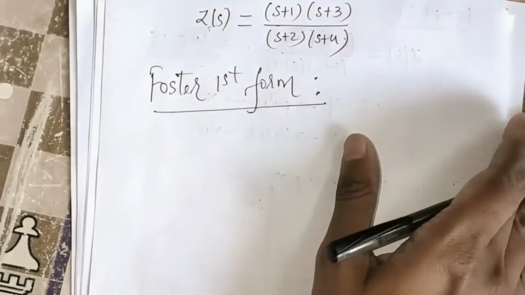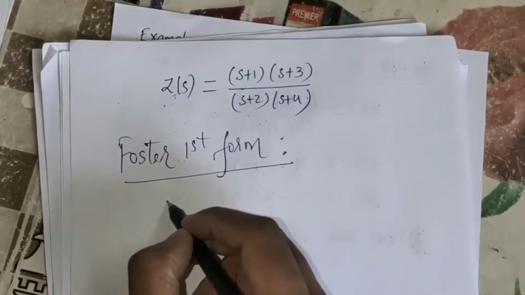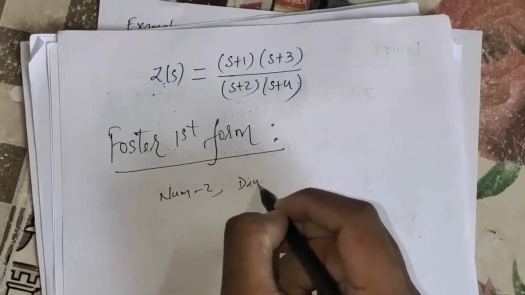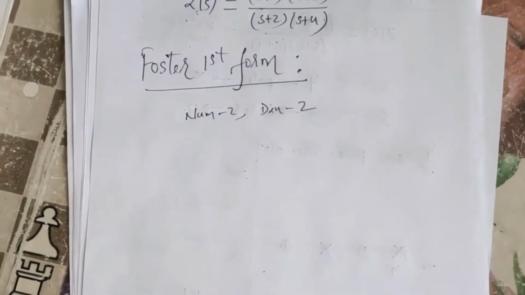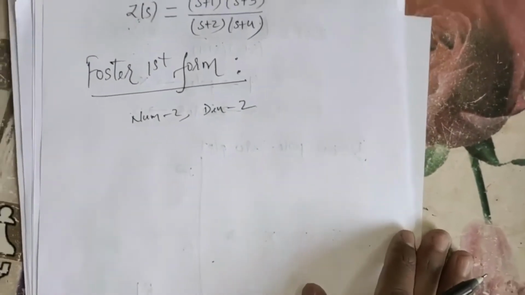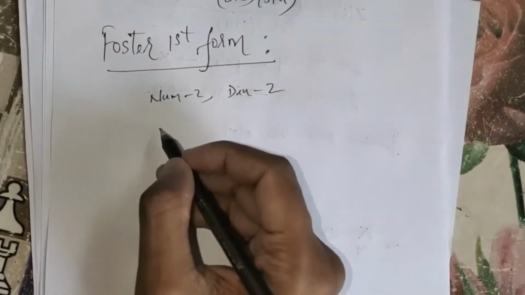Now we should check the numerator degree and denominator degree. Here you can see the numerator degree is 2, the denominator degree is 2. So numerator degree is equal to the denominator degree. So if the numerator degree is equal to denominator degree, we should divide numerator by denominator once.